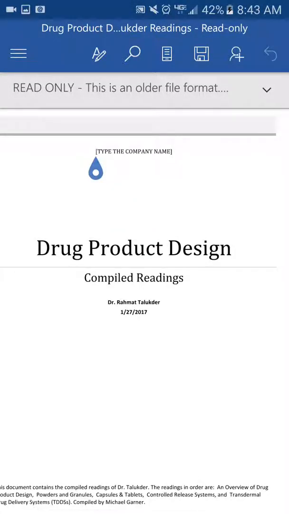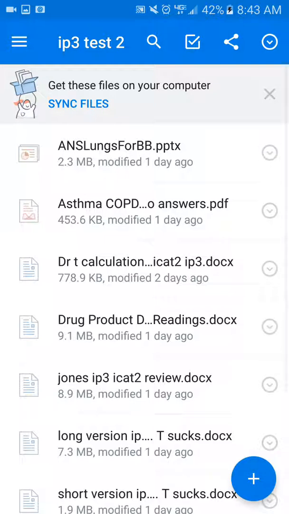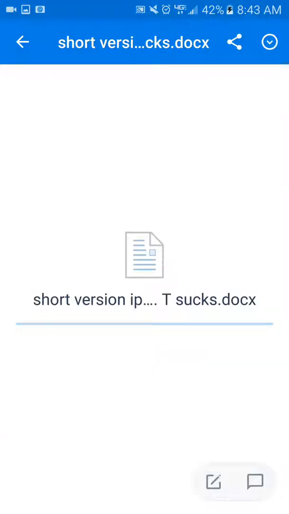Okay, so we're going to switch on over to my review. We're going to quickly go through my Dropbox review. Short version. Right here. Right now.